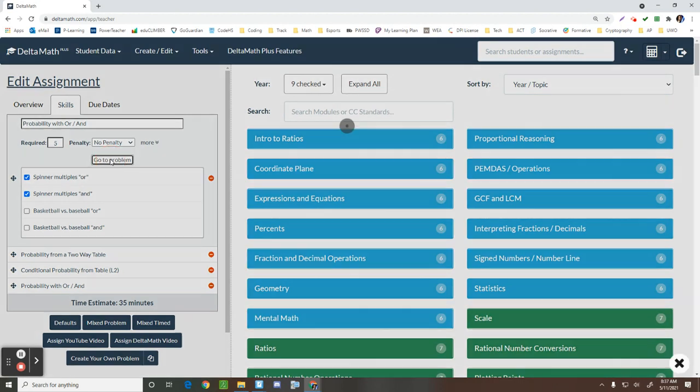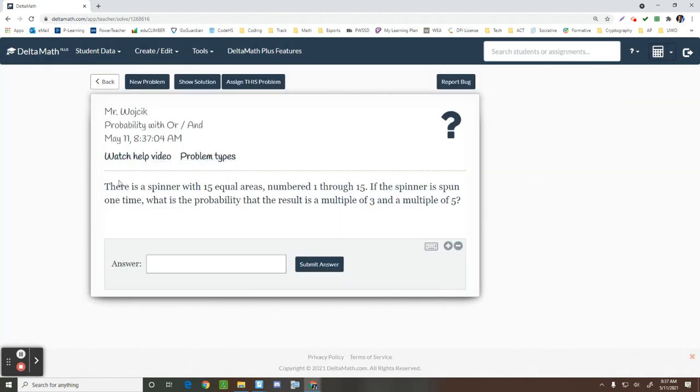The first one is with a spinner. There's a spinner with 15 equal areas, like an old board game. It's like a circle cut up into different slices, and you spin a little arrow, and it lands on one of those, points to one of those, numbers 1 through 15. If the spinner is spun once, what's the probability that the result is a multiple of 3 and a multiple of 5?